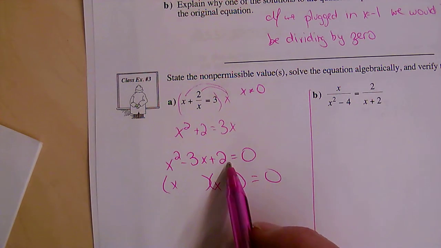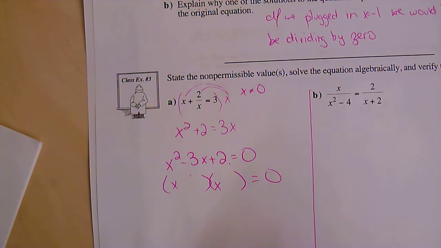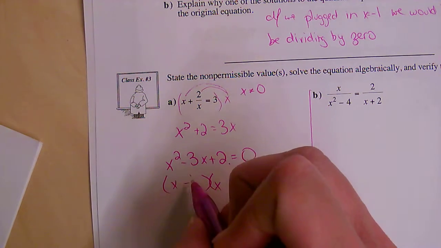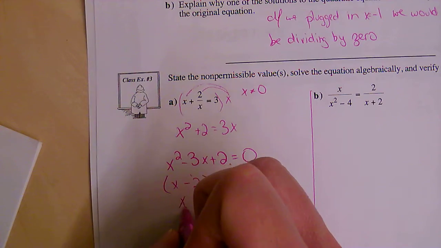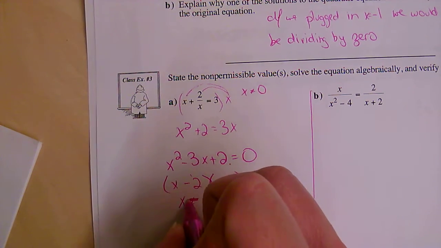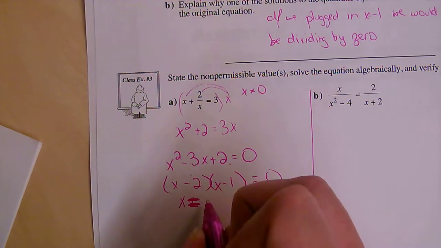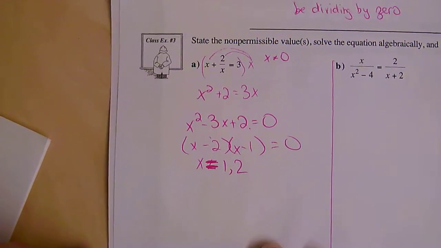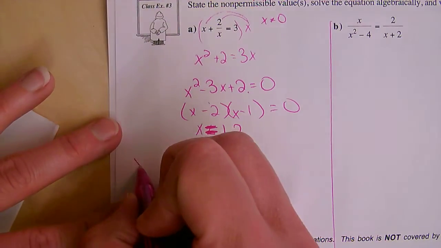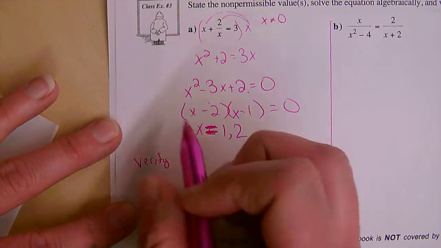So I think, what multiplies to be 2 and adds up to be -3? Well, that's going to be -2 and -1. So x is equal to, oopsies, 1 and 2. And then you would want to verify left side and right side for both.